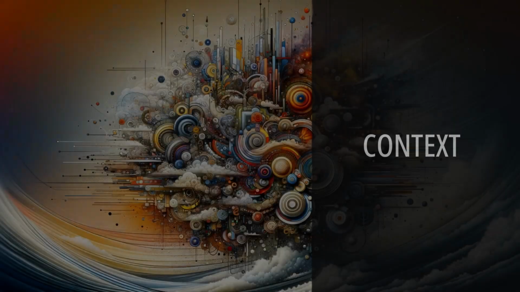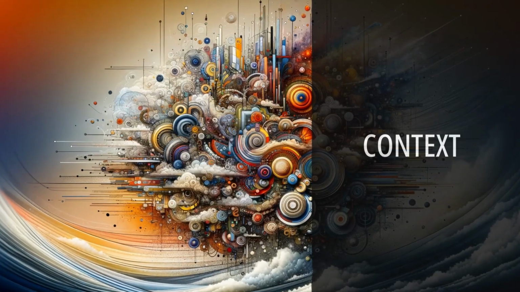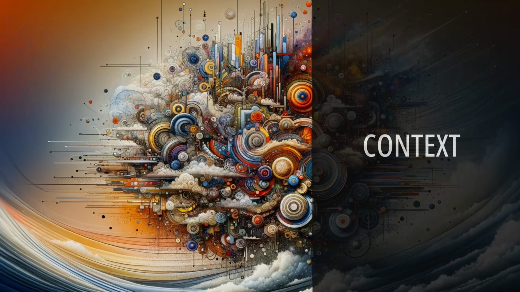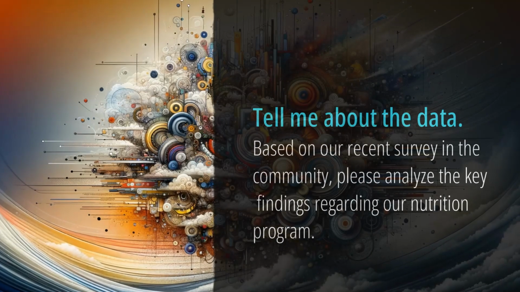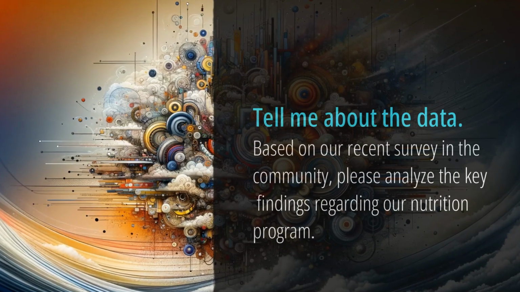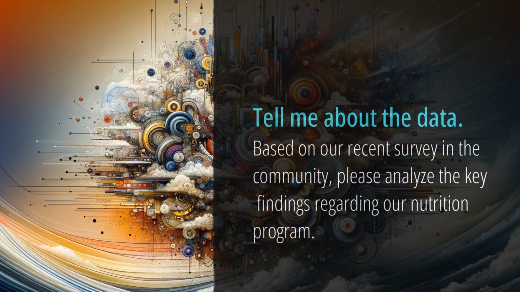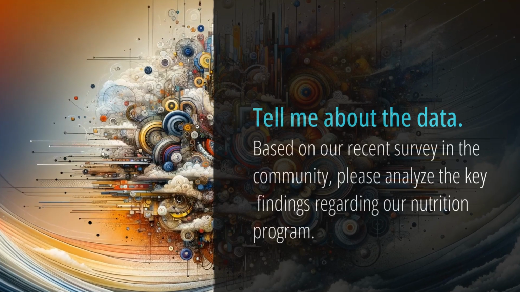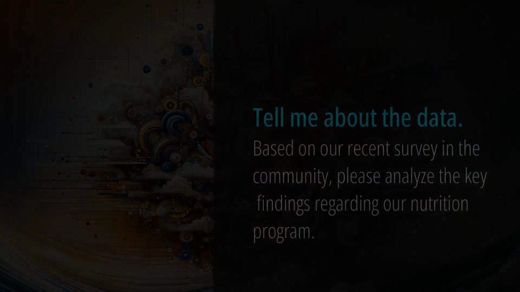The third element is context. Context empowers Chat-GPT to provide responses aligned with your unique situation. Instead of a generic request like, "Tell me about the data," a prompt with context might be, "Based on our recent survey in the community, please analyze the key findings regarding our nutrition program."